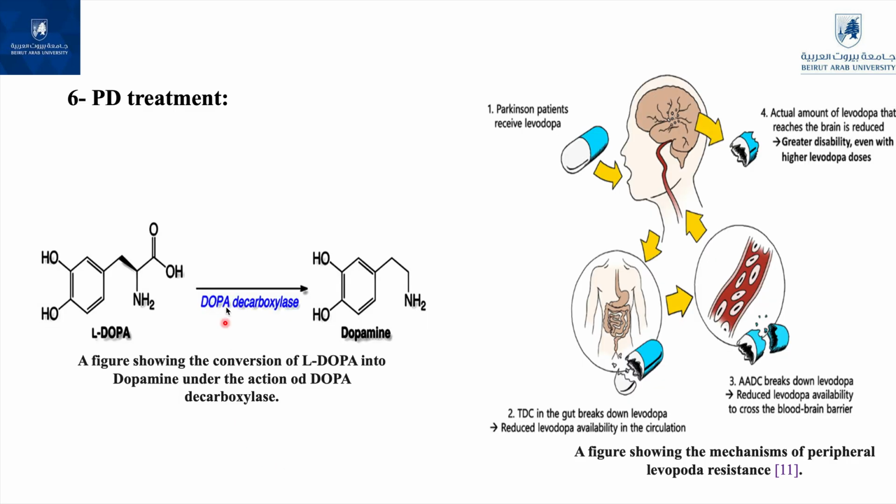Another treatment that can be used is levodopa. So here you can see the conversion of the dopamine precursor into dopamine. This treatment gives patients a drug containing the precursor of dopamine. Here you can see how the bioavailability is affected or reduced for this drug therapy.